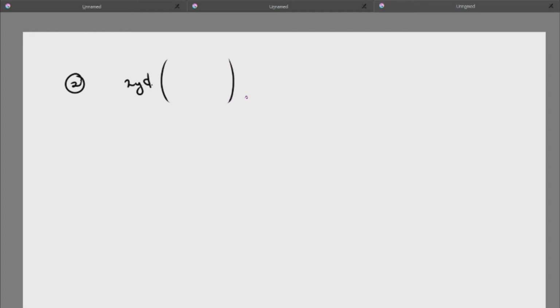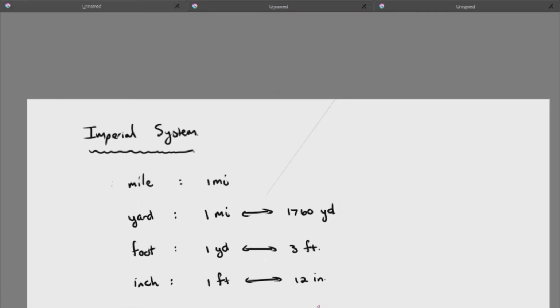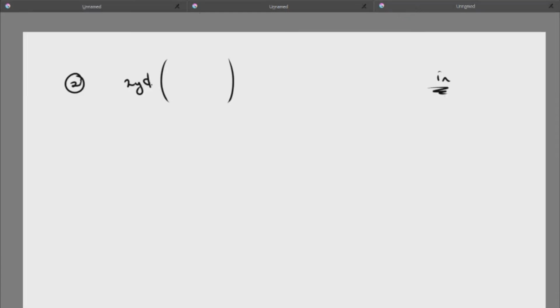So I want to go from yards to inches eventually. But if I look at my given table, there is no direct yard to inches conversion. And I'm going to be restricted by the table. So I have to make a plan for how to get from yards to inches, and I'm going to do it by going to feet first and then to inches. So we need to make that plan first.